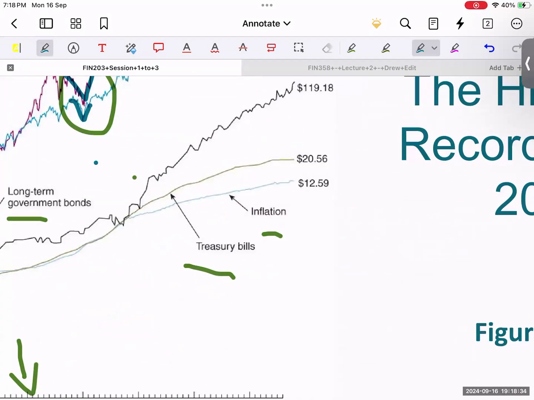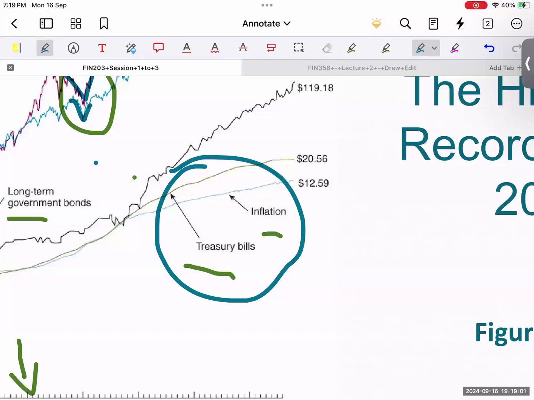One more thing I want to illustrate here is this. In terms of inflation and treasury bill, you can see that there's a close correlation between inflation and the treasury bill. So this means that generally the treasury bills are considered equal to inflation. So how much is the inflation? It will give you how much the treasury bill is going to give you in terms of returns.